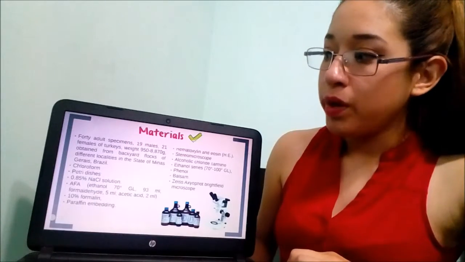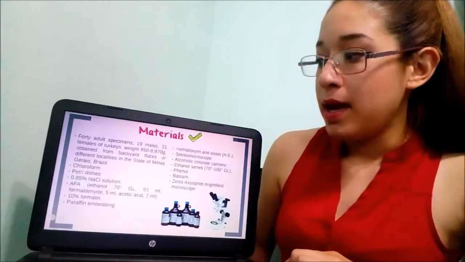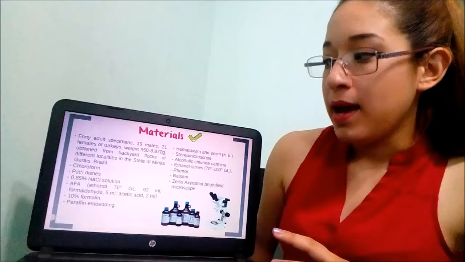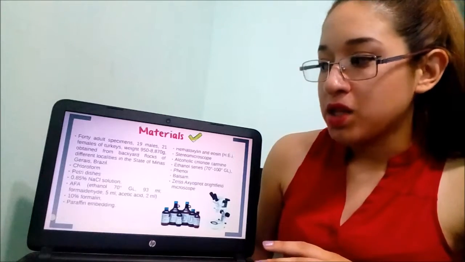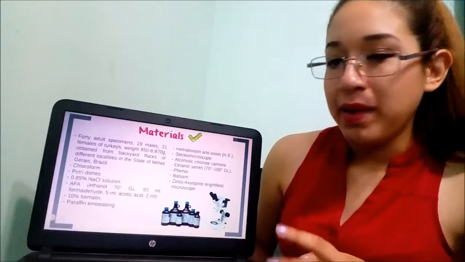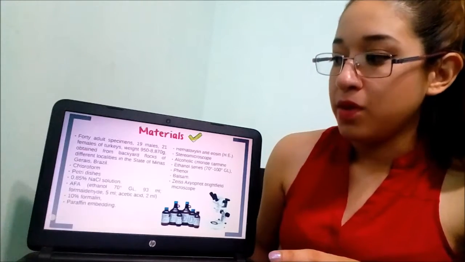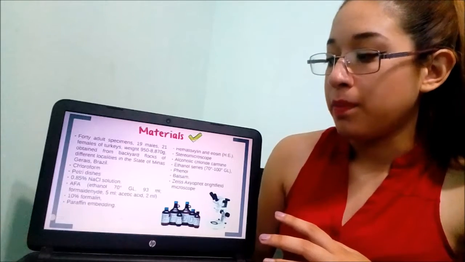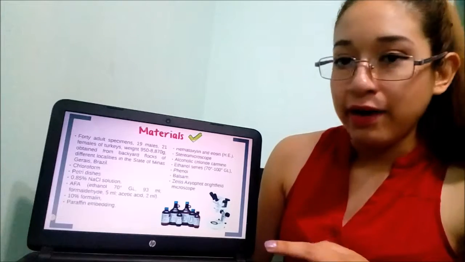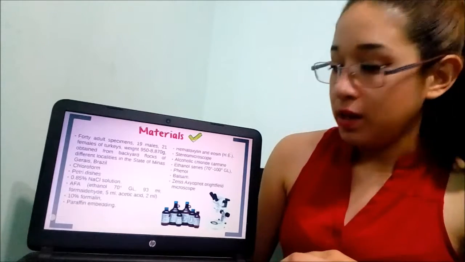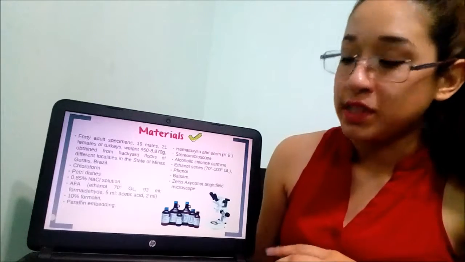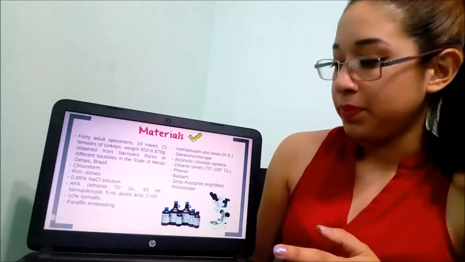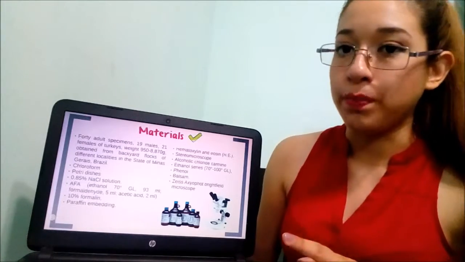For this Brazilian project, we used 40 adult specimens, divided into 19 males and 21 females. They were obtained from backyard flocks of different localities in the state of Minas Gerais, Brazil. Other elements were chloroform, Petri dishes, sodium chloride solution, AFA, formalin, paraffin, hematoxylin and eosin for the stain, stereo microscope, alcoholic chloride, carmine, ethanol, phenol, balsam, and one microscope.